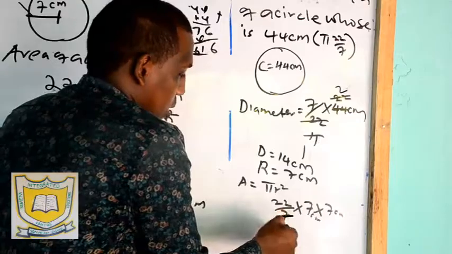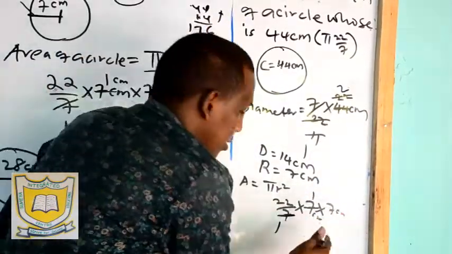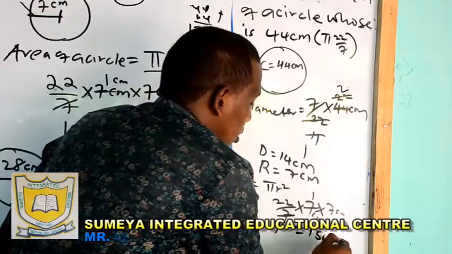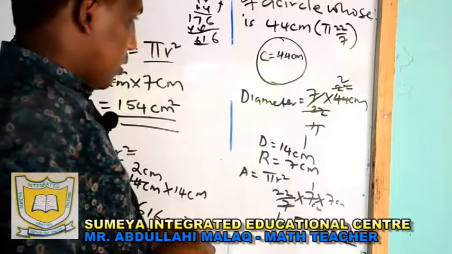So 7 by 7, 1 by 7, 1. 22 times 7 is 154 centimeter squared. That is the area of that figure.